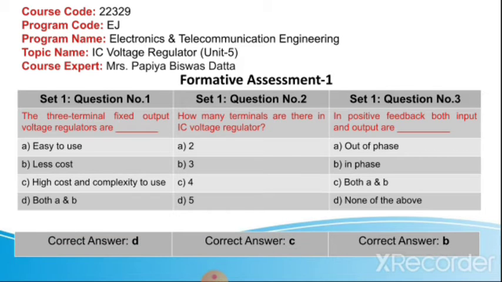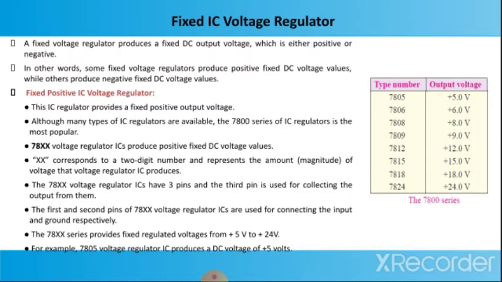Now let's just move forward. So let's talk about the fixed IC voltage regulator. A fixed voltage regulator produces a fixed DC output voltage which is either positive or negative. In other words, some fixed voltage regulators produce positive fixed DC voltage values while others produce negative fixed DC voltage values.